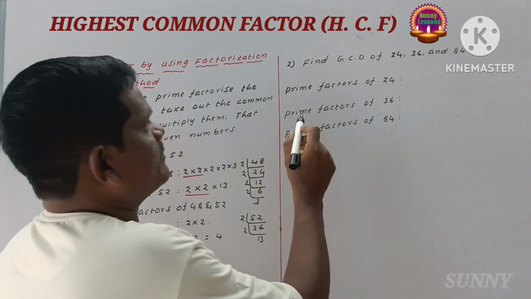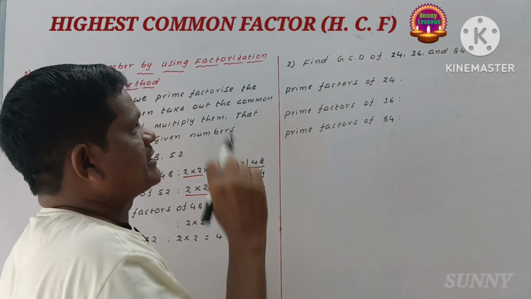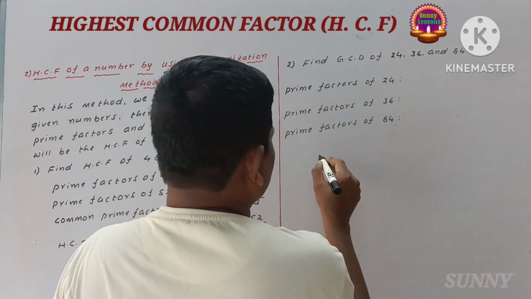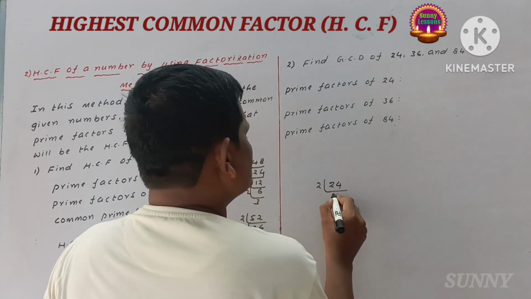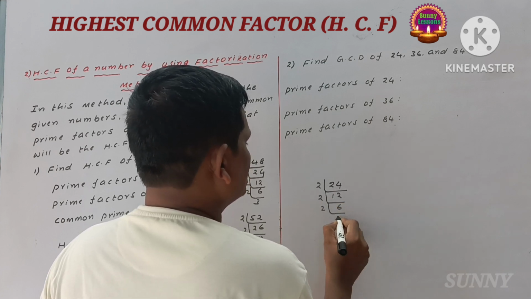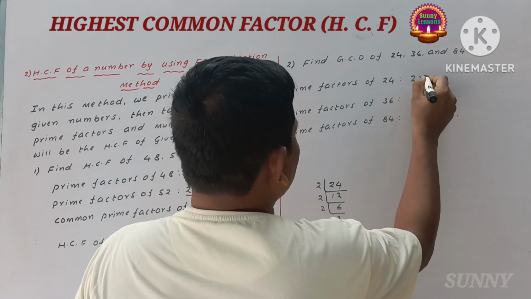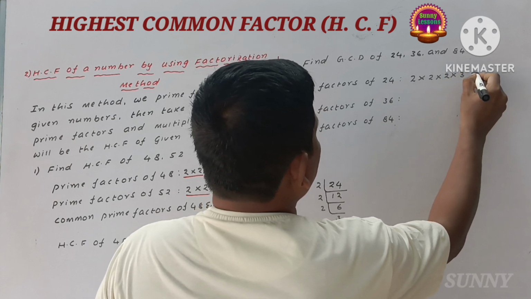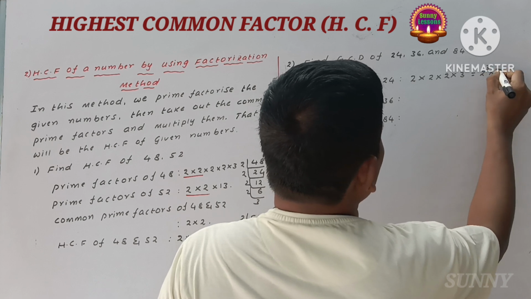Let us take the second example. Find the GCD of 24, 36 and 84. Write the prime factors of 24. We can write 2 12s, 2 6s, 2 3s. So the prime factors of 24 are 2 into 2 into 2 into 3. We can write this simply as 2 cube into 3.